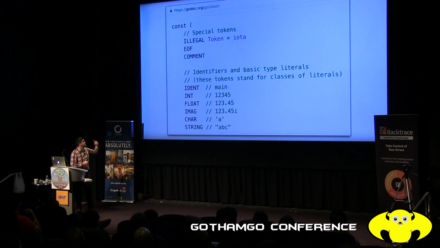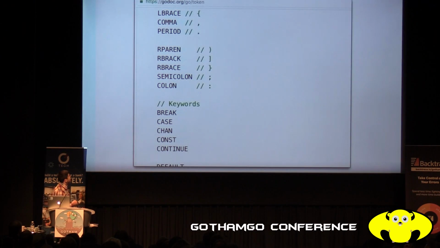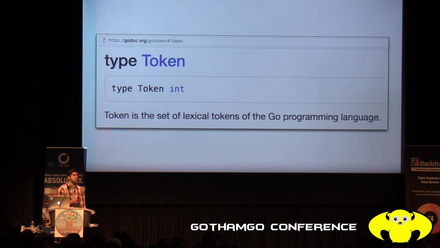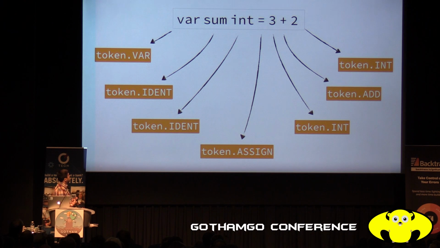We have special tokens, and others like the right brace, semicolon, whatever. The token is actually a very basic type. It's just a type of integer. And that's it. Here's another example, a variable declaration. You see that each word or character belongs to a single token. So that's the token package.